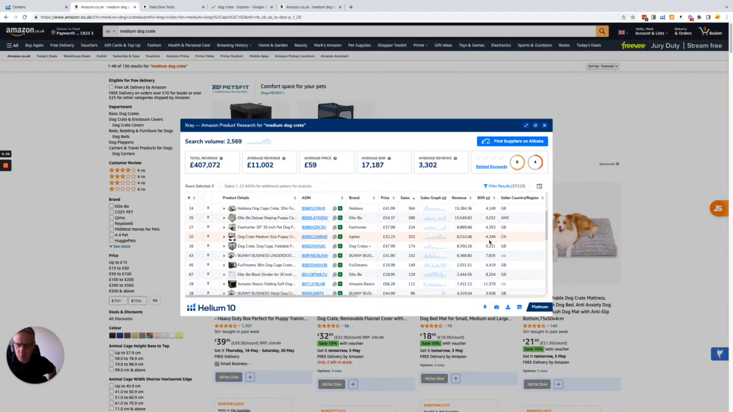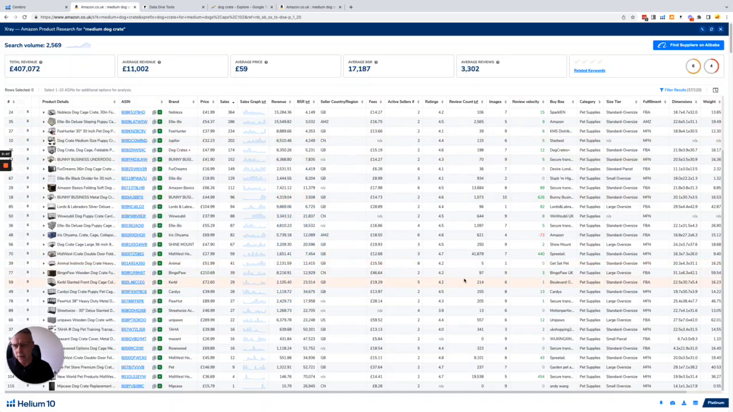So let's say, for example, you're selling a dog crate. It's a medium one. You've got a range of dog crates. We're evaluating the medium one. Is it worth me launching this brand onto Amazon? The first thing we tend to look at is market share.